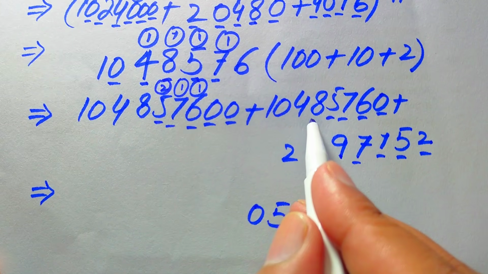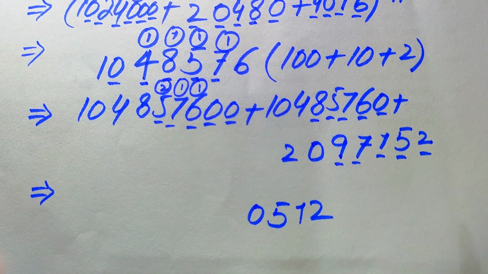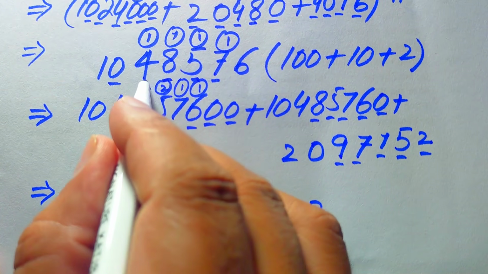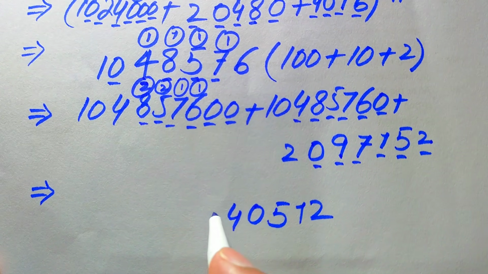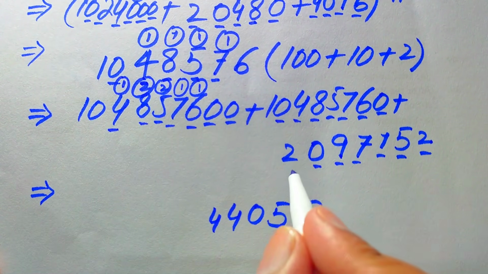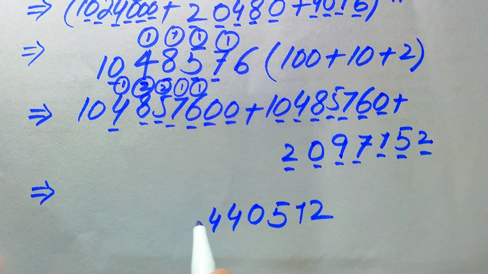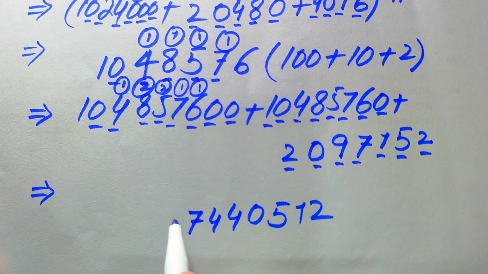So this is 5 plus 8 becomes 13. 13 plus 9 becomes here 22. 22 plus 2 becomes 24. We write 4 and carry 2. And this is 8 plus 4 becomes 12. 12 plus 0 becomes 12. 12 plus 2 becomes 14. We write 4 and carry 1. So this is 4 plus 0 becomes 4, and 4 plus 2 becomes 6. 6 plus 1 becomes 7. And this 0 plus 1 becomes here 1. And at the last we get here again 1.